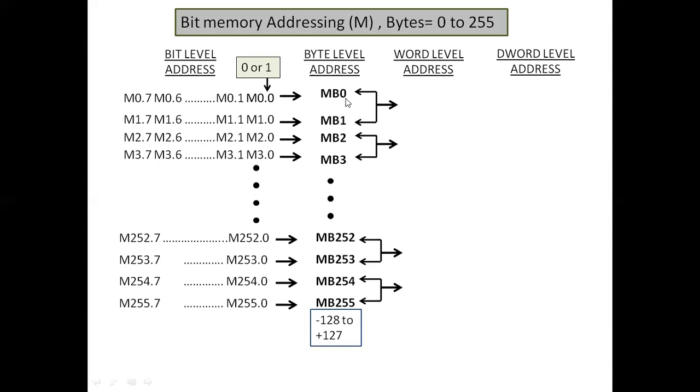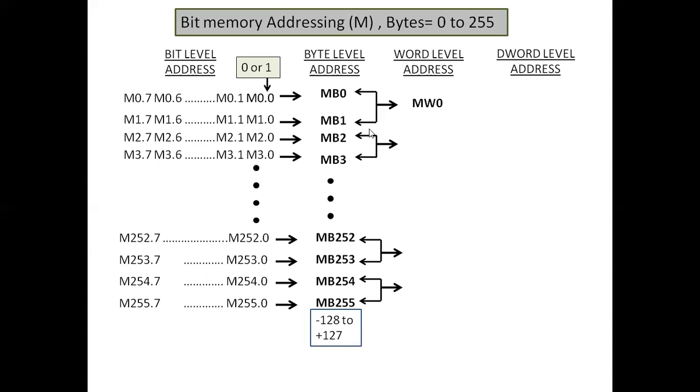So MB0 plus MB1. MB0 plus MB1 means 2 bytes, means one word, right? 2 bytes means one word. So these 2 bytes I'm adding, MB0 and MB1. That means this total 16 bits are coming under this one word. So addressing is MW. So I'm adding 0 and 1. So the first byte number here, 0, we have to take here.